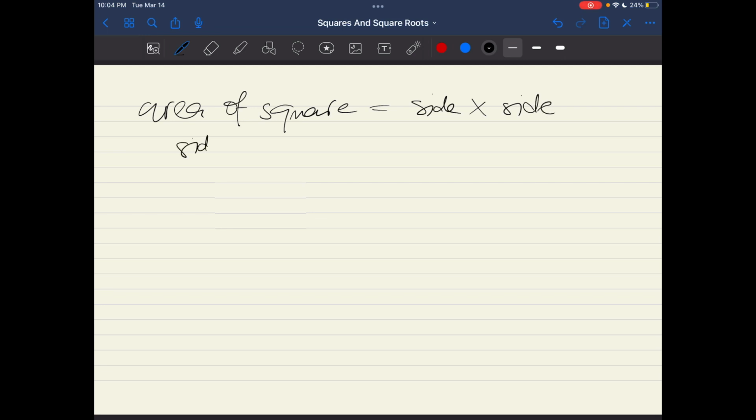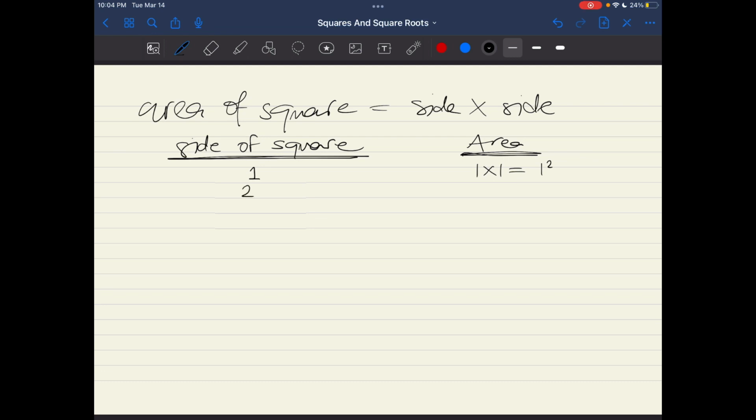Let's say we have the measurement of the side of the square here. We will determine what the area of the square will be depending on the measurement of the side of the square. Let's say the side measures 1. The area will be 1 times 1 equals 1 square.